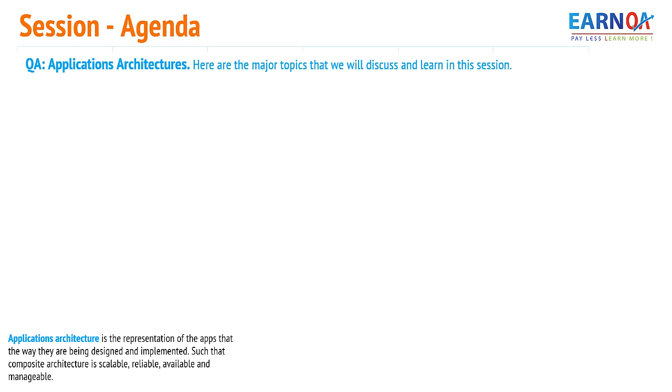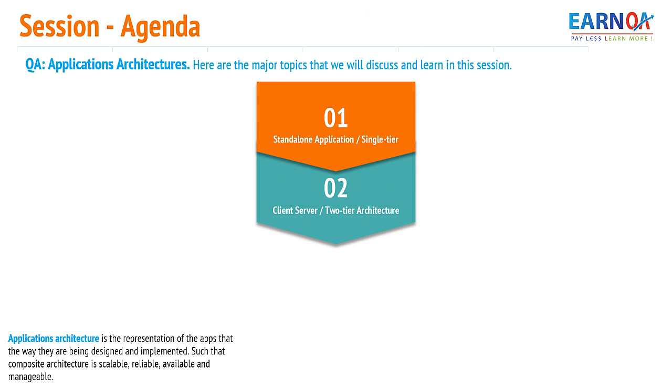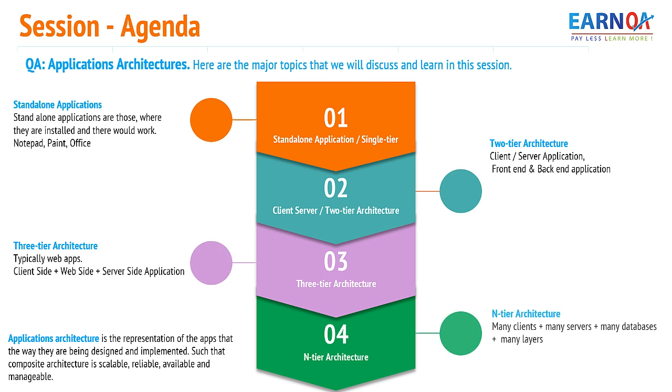And in this session, we are going to learn about all the different modes of architectures of the application. The first one, the one-tier architecture, or known to be the standalone application. The second one, the two-tier architecture, or known to be the client-server architecture. The third one, known to be the three-tier architecture. Fourth one, the n-tier architecture. So let's go and learn about each and every architecture step by step.